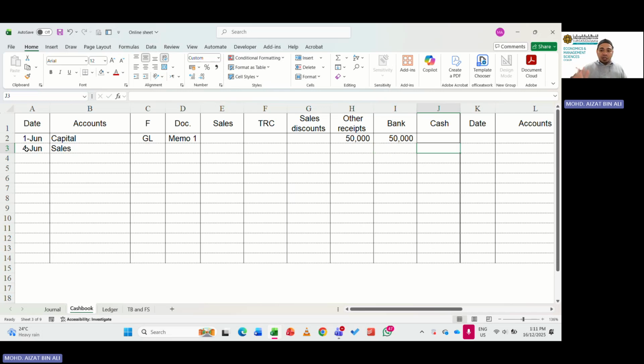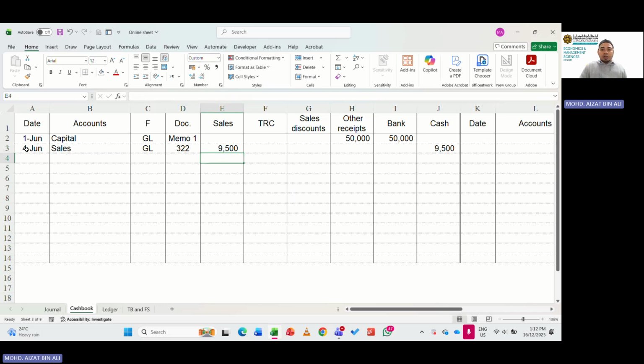Okay, just to be safe, let's record it all, 9,500 ringgit, into cash, whereas this is classified as sales, so we have to record this as well, sales, 9,500 ringgit. And then where can we find the sales account later? It will be in GL. And the document number is receipt 322. You can also write down 322, it will be fine as well.